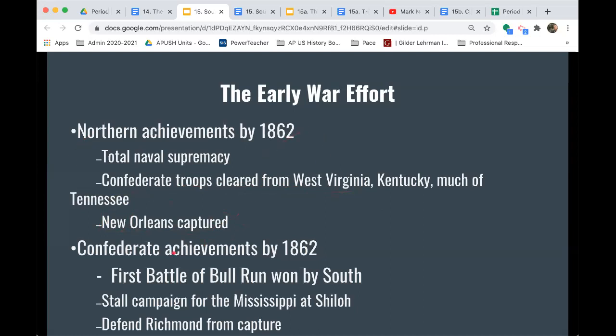But things look better for the South. The first big battle outside Washington, D.C., the first battle of Bull Run, is won by the Confederacy. Confederates are going to win a pretty important battle in Mississippi at Shiloh, and they're going to defend their capital, Richmond, from capture when it looks early on like the Union could have seized the Confederate capital and ended the war quite quickly. The Confederate Army will successfully defend Richmond.